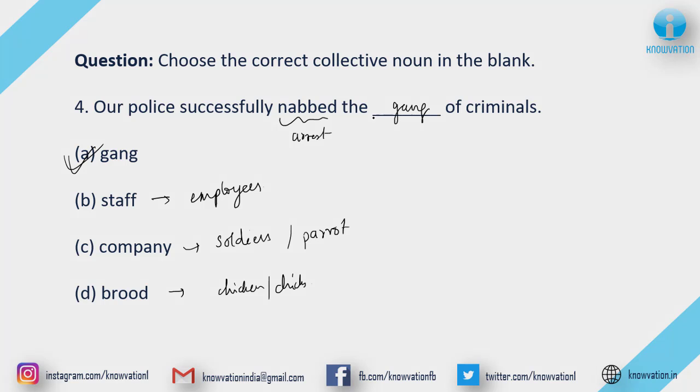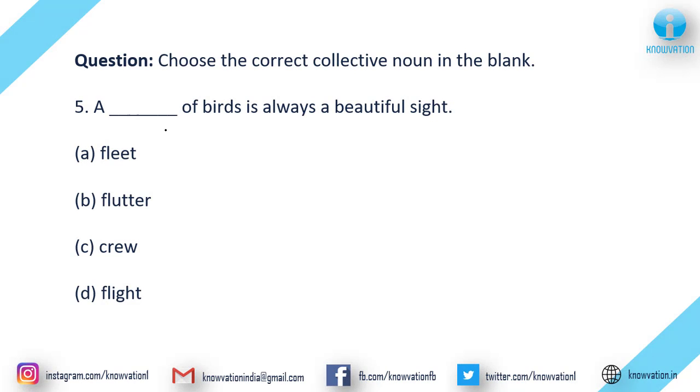Alright, so we'll move forward. Next is a dash of birds is always a beautiful sight. So friends, here the correct answer is D, flight. Flight is used with birds generally. And then coming to fleet. So fleet is generally used when you want to show a group of vehicles, generally it is used with ships.